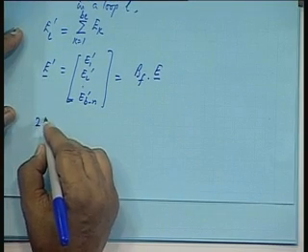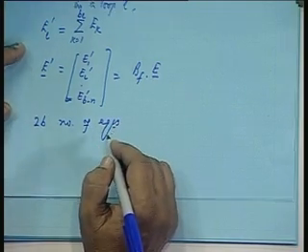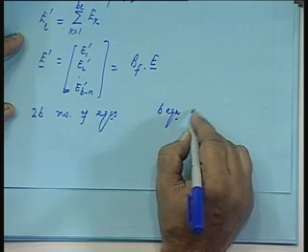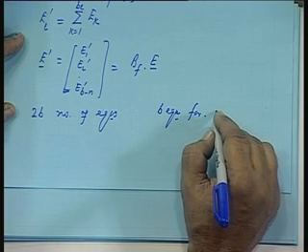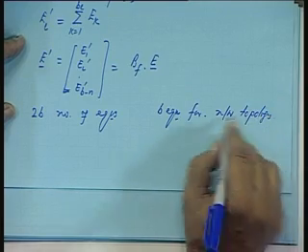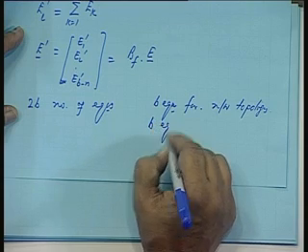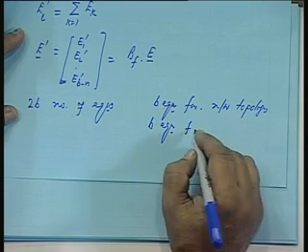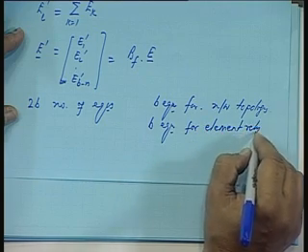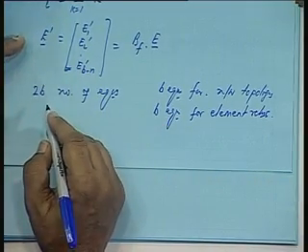So, we need 2B number of equations, that is B equations for the network topology, for the interconnections, and B number of equations for element relations. To solve a circuit, therefore, we require 2B number of equations.